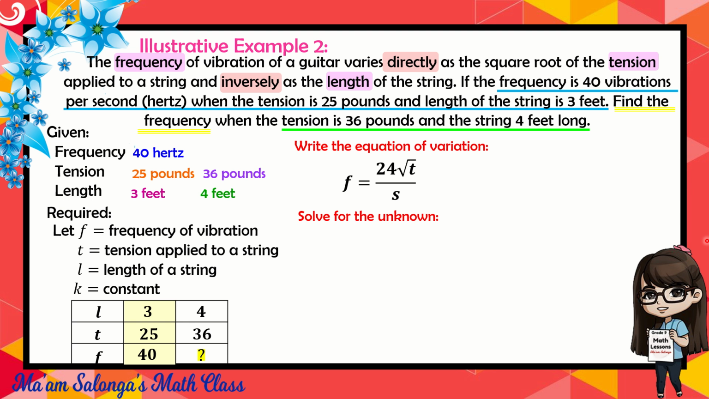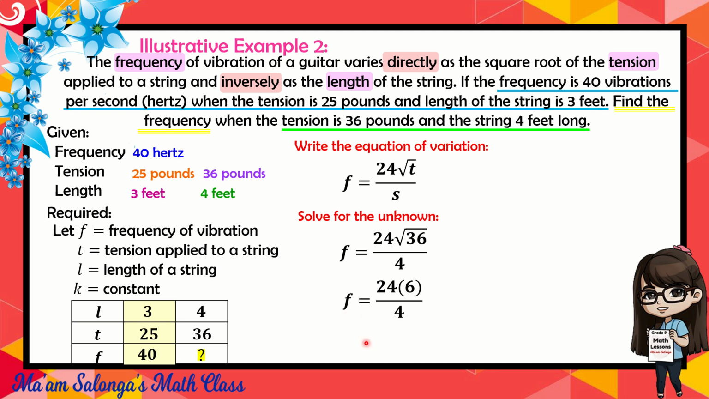Then step 4, let's solve for the unknown. Since the unknown is the frequency, we will just substitute the values of T and L. So we have F equals 24 times square root of 36 over 4. Square root of 36 is 6. So we have 24 times 6 over 4.